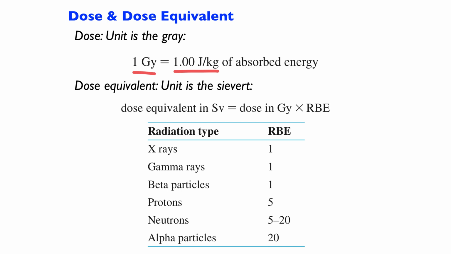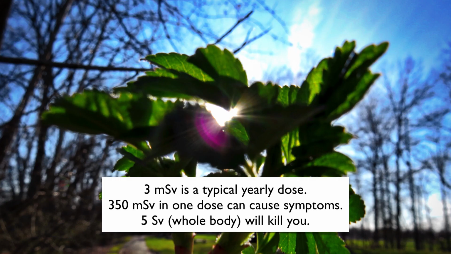Now, the dose equivalent is the dose in grays multiplied by the relative biological effectiveness. And it turns out different particles cause more or less damage. So X-rays, RBE of 1, alpha particles, RBE of 20. So if you're exposed to 1 gray of alpha particles, you multiply by 20, that's a dose equivalent of 20 sieverts. And we'll do some examples of calculations like that.